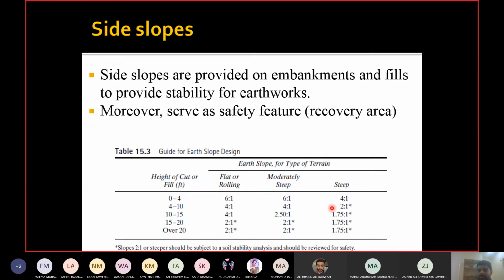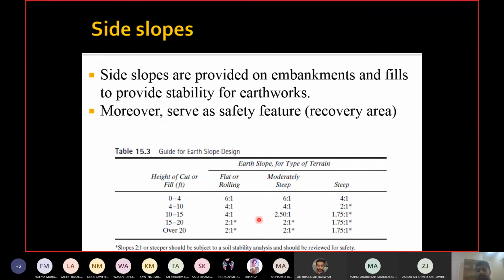Why is the side slope becoming steeper when the ground is steep? Because we want to follow the terrain of the ground. And why do we want to follow? Because it makes the construction and the maintenance easier and cheaper. Okay, so now you can see whenever the side slope is 2:1 or less than 2:1, here you see 1.75:1. So they have put a footnote here.